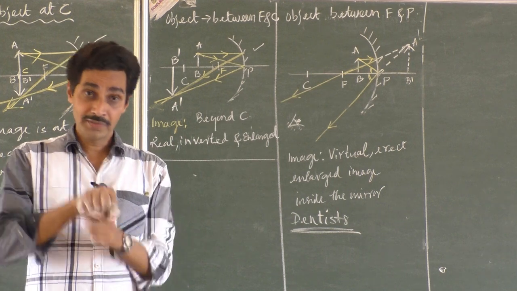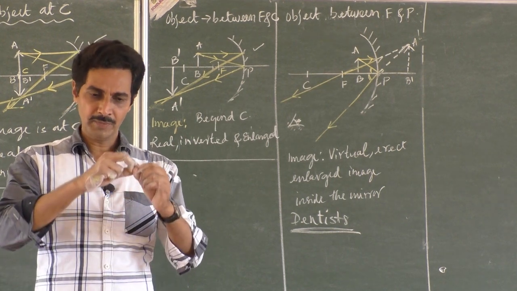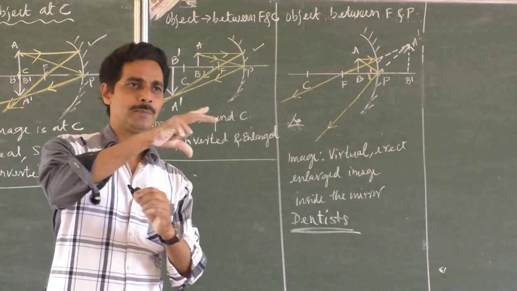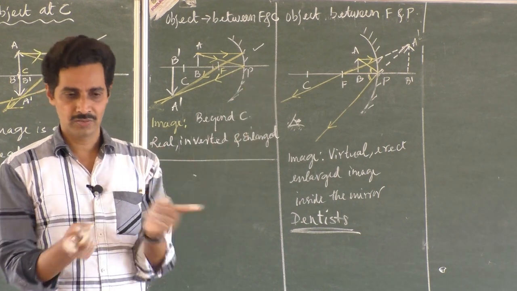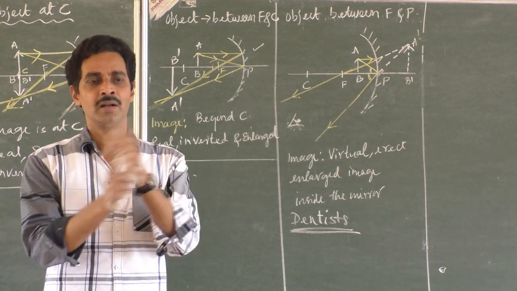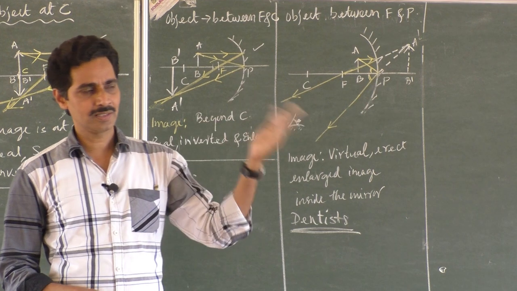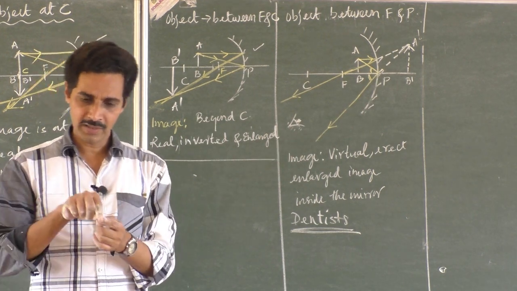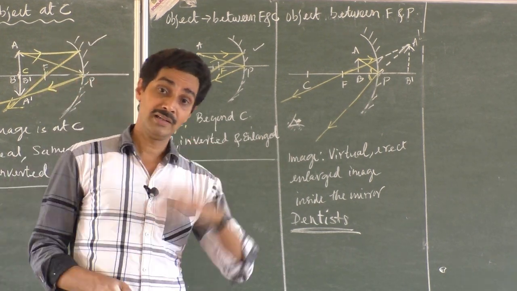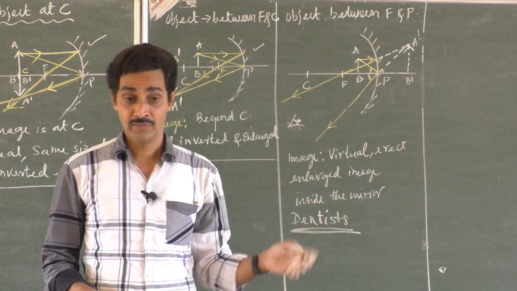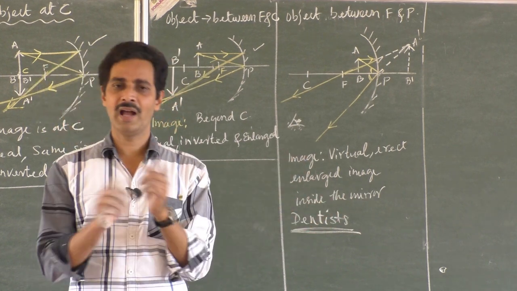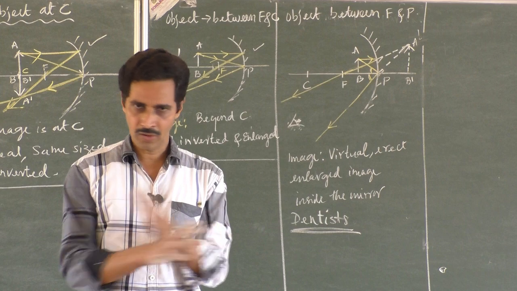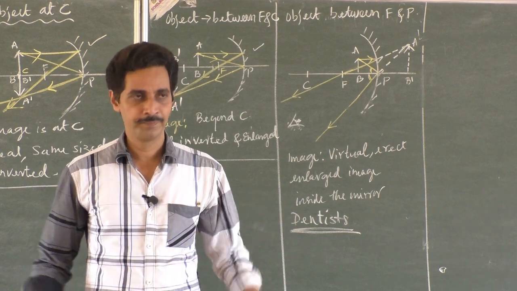Inverted. Object at focus. From the focus, rays after reflection should become parallel. Image at infinity. So these two are the cases which are one contrary to the other. Object at infinity, image at focus. Object at focus, image at infinity. At infinity, it is an enlarged image. If the image is formed at focus, it is highly diminished. Okay, one contrary case is over.